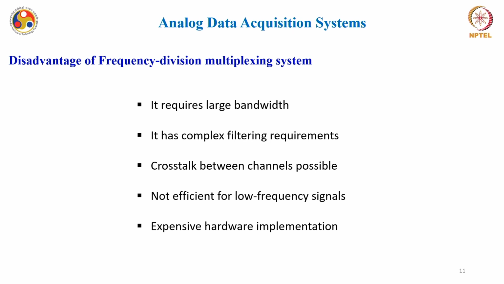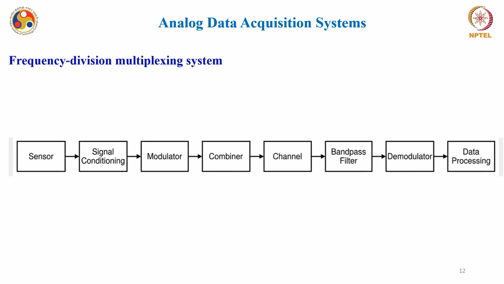It has a complex filtering requirement. Crosstalk between channels is possible, particularly if you are not using any guard band to utilize the bandwidth more effectively. They are not efficient for low frequency signals, as I have just mentioned. And they have expensive hardware implementation, particularly the components that you have seen are actually costlier than what we have seen for the time division multiplexing system.